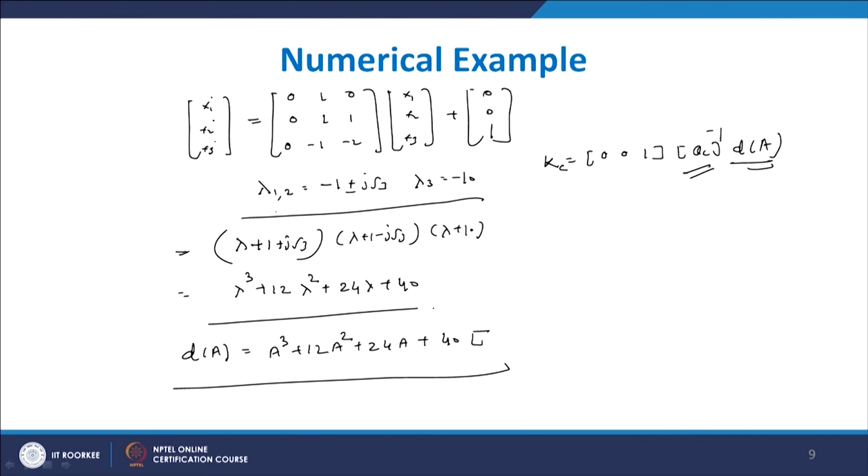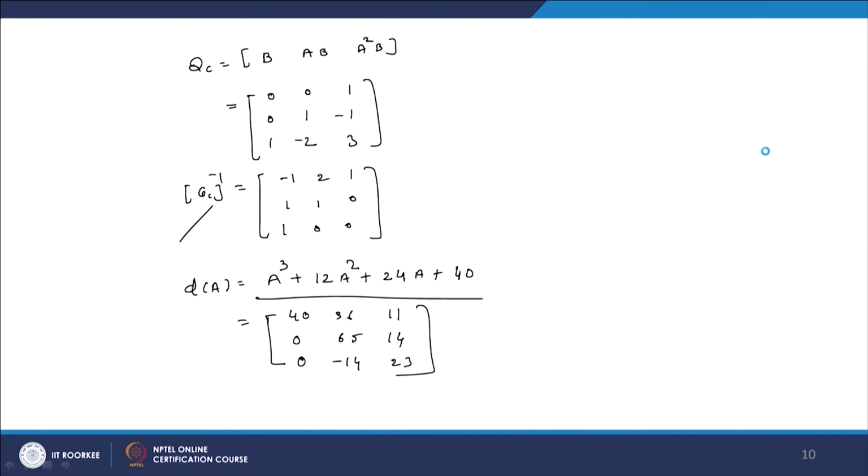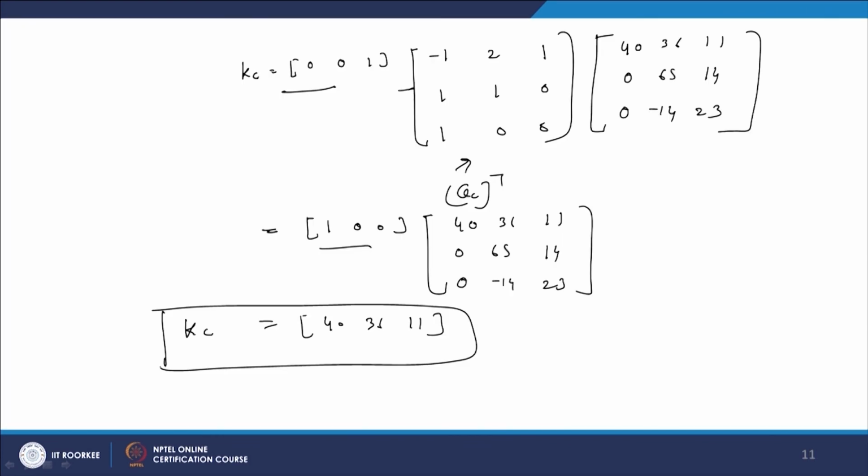First, in this example we have decided the desired poles. So, the desired poles we have written, then we have determined the characteristic equation, and once this characteristic equation is determined, that has been converted in terms of the A matrix, according to the Cayley-Hamilton theorem. Then controller Kc equal to 0 0 1 Qc inverse into phi of A, and then we used different steps, and finally we got controller Kc as 40 36 and 11. So, here we have seen the two methods for the controller design.